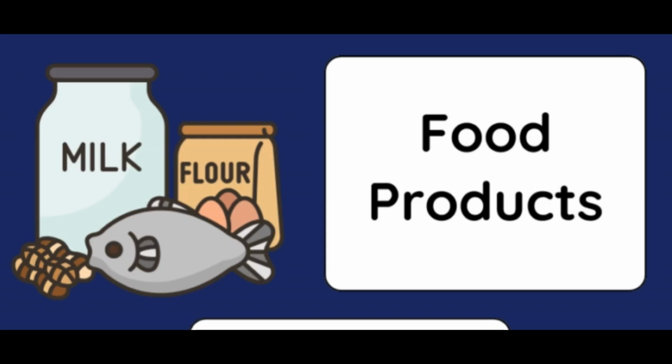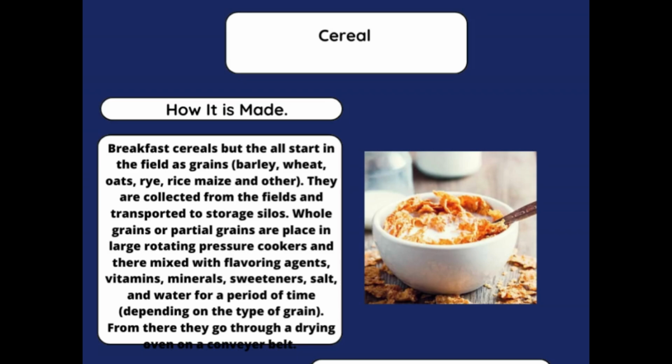Now the food products. So, cereal. It all starts with grains, which are collected from fields and transported to the factories, where they are placed in large rotating pressure cookers and mixed with flavoring agents, vitamins, minerals, sweeteners, salt, and water. Then they go through a drying oven on a conveyor belt.